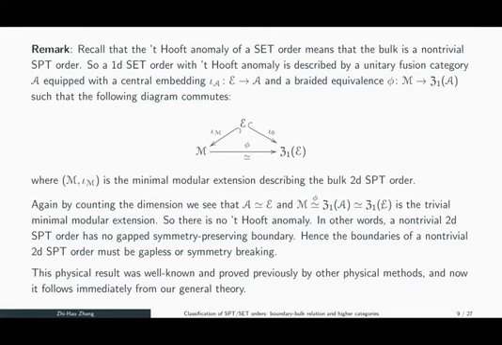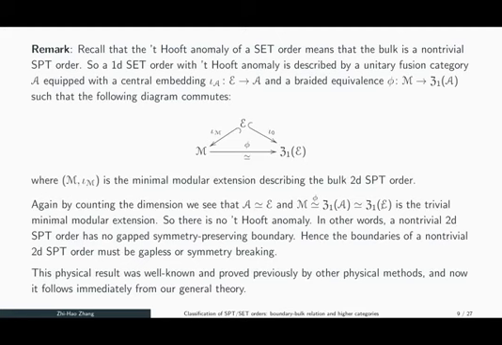In other words, a non-trivial 2D SPT order has no gapped symmetry-preserving boundary. If it has, that should be a 1D SPT order, so there should be a contradiction. So the boundary of a non-trivial 2D SPT order must be gapless or symmetry breaking. This is also a well-known physical result and proved by other physical methods. Now it follows from our observation of the boundary-bulk relation.